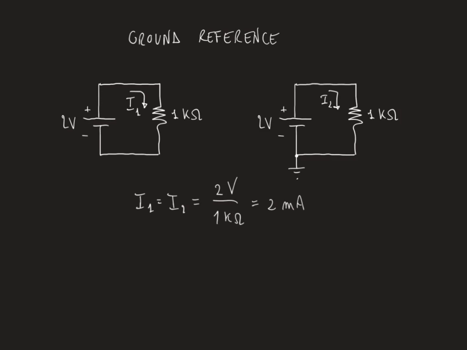On the other hand, only for the circuit on the right, we can say that the positive terminal of the battery is at a potential of 2 volts.